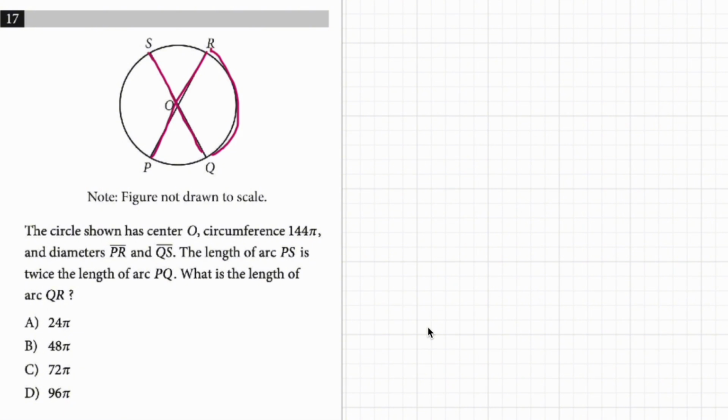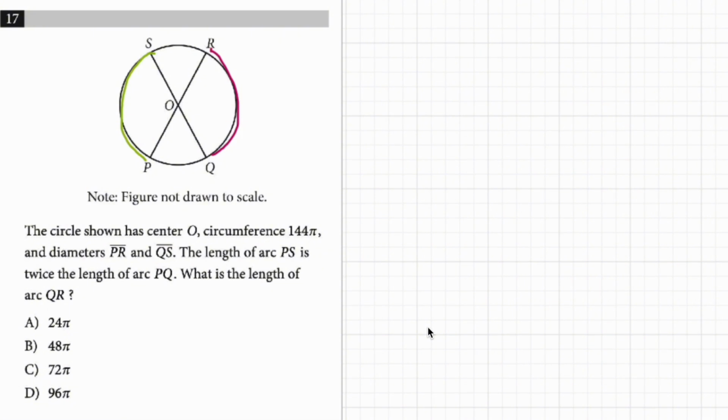So let's think about what that means. Arc PS is this guy right here in green. By the way, it looks like the same length as QR, doesn't it? Probably is. I know it's not drawn to scale exactly, but it's darn close if not. I think they are.